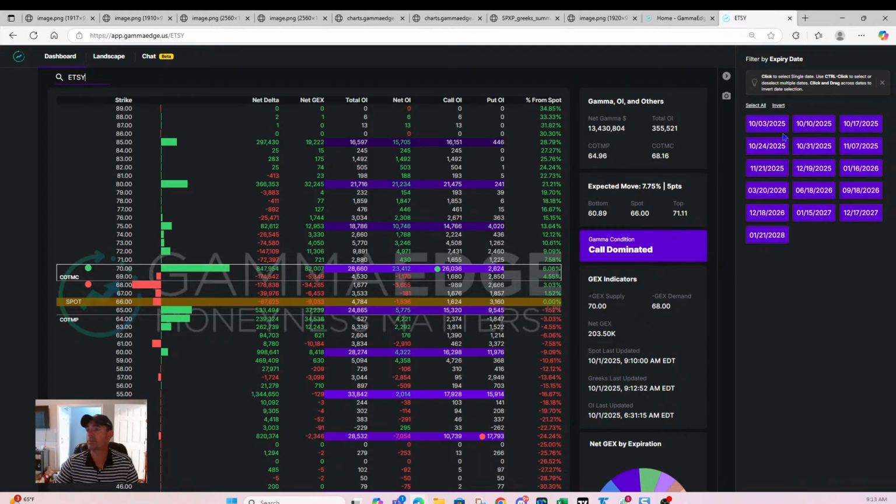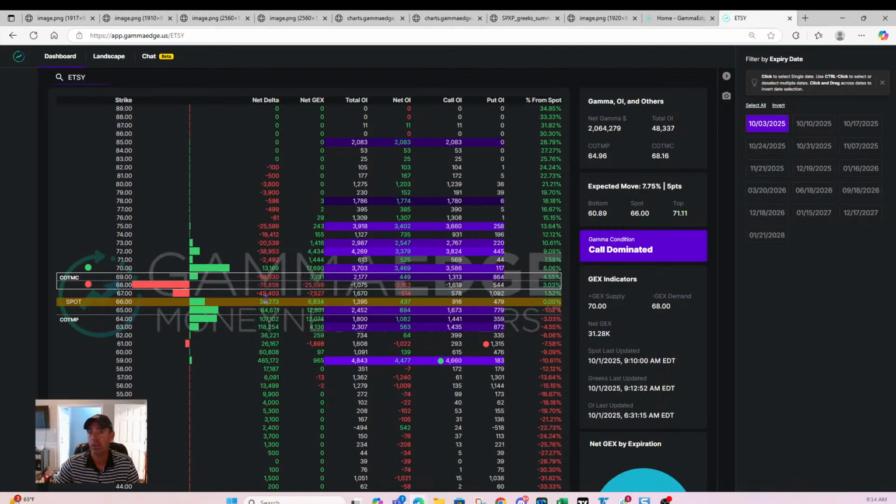Yeah, Etsy. Okay, so call dominated above and below spot price. You see spot price below transition, so that's a little bit weaker. You see COTMP down here at 64, so that'd be the first level. I'd look for some sort of supportive type action. Even though we are call dominated, you see PGEX COI here, and you see INGEX at 68, and we're below transition, so that's a little bit weaker state.